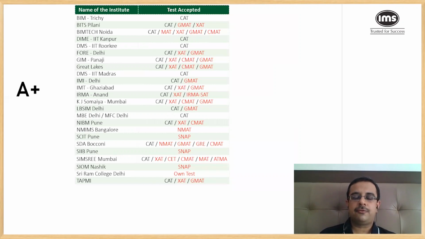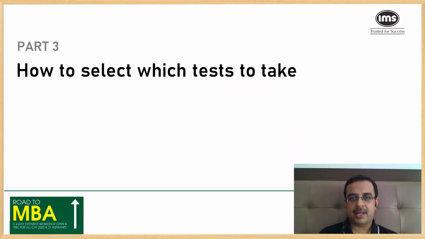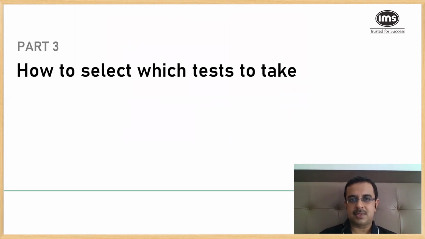So now that we have understood the need for taking the other non-CAT exams, and also got a fair understanding of which exams you should be aiming for, let's talk about how to select which tests to take. Obviously, you might not want to attempt all these exams. You might want to restrict yourself to probably 3 or 4 exams in a particular season, CAT definitely being one of them. But in addition to that, how do you select which of these exams you should be attempting? That is something that we will be focusing on over here.